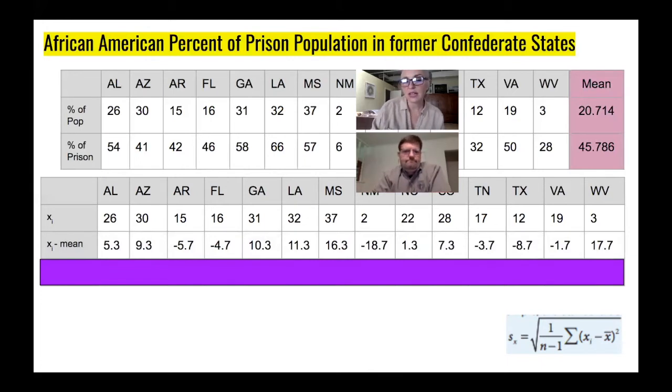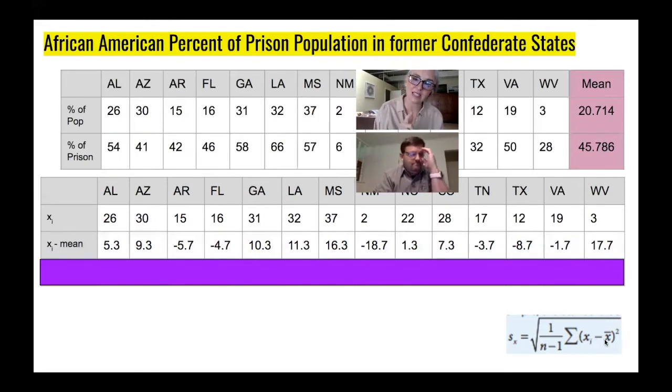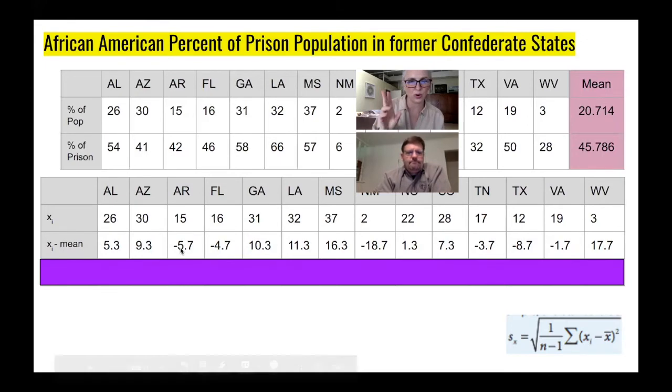Right, it does matter. The formula itself, the one that determines our standard deviation, tells us to find that distance by subtracting. So if I subtract my value minus my mean, which is what the formula tells me to do, then I get 5.3, 9.3, and I used 20.7 because I was too lazy to type 20.714. And then right here, I started getting negative 5.7, negative 4.7.